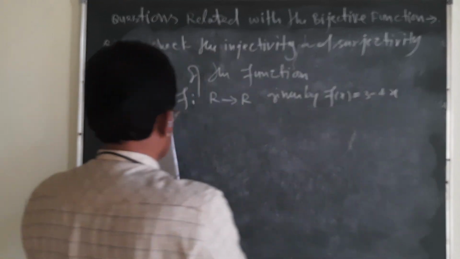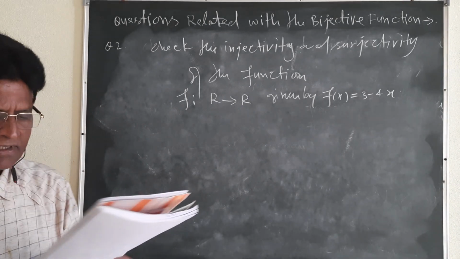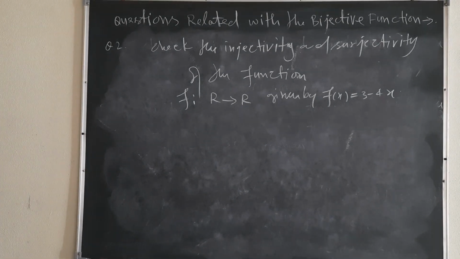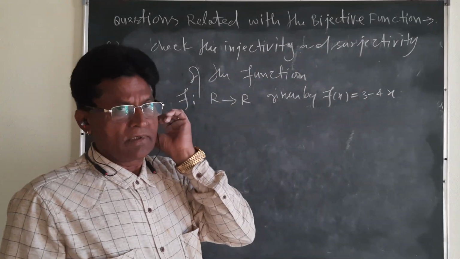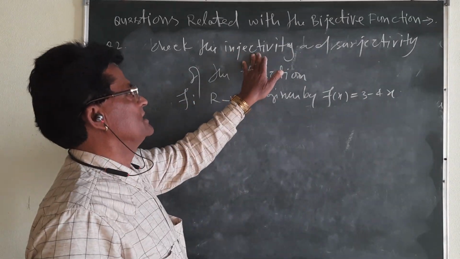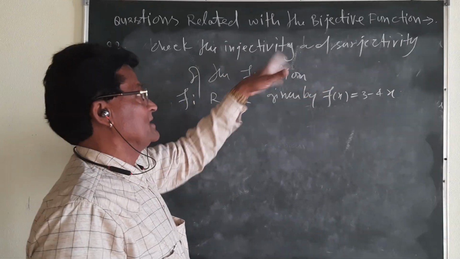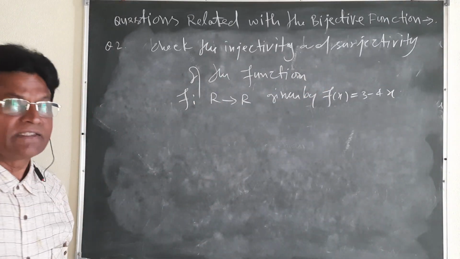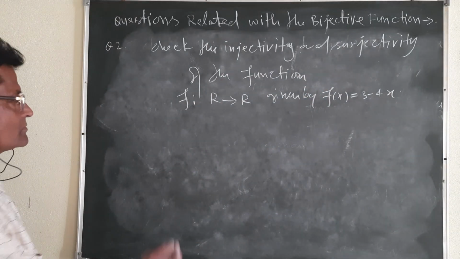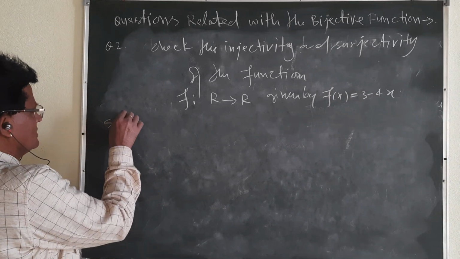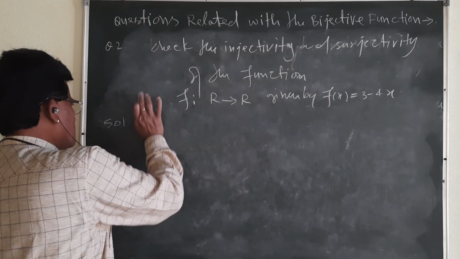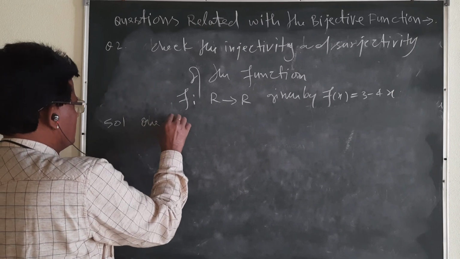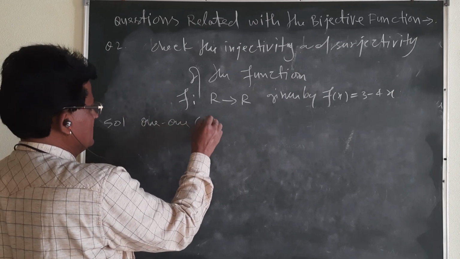Very, very important question, asked several times in the exam. You prove whether the function is a bijective function, like that. Instead of writing injectivity and surjectivity, you say bijective function. Let me take whether it is a bijective function or not. First of all, solution: into function means one-one function, or injectivity.